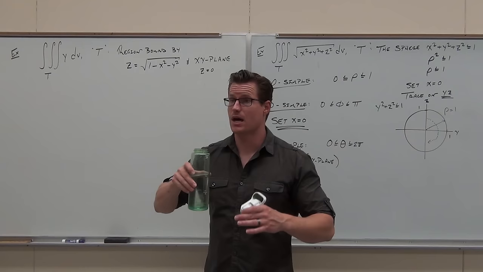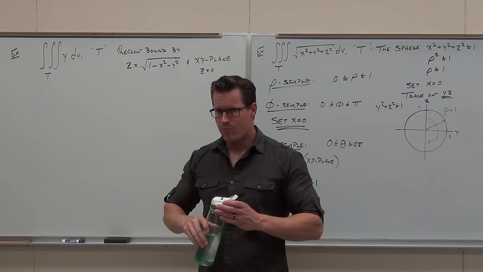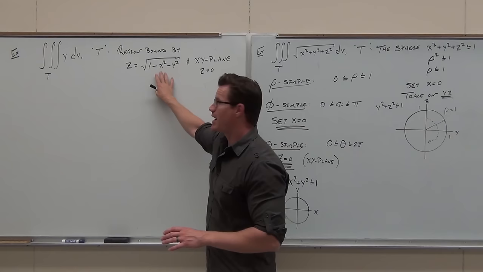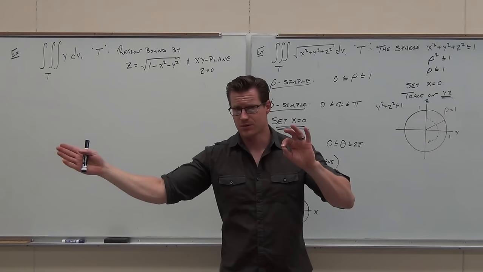What if you didn't see it? That's right. So, okay, let's walk through the whole thing. Let's pretend that you didn't see it. This is an upper half sphere. The radius is 1, so we're going from rho 0 to 1. Are you guys clear on that one? That's what's going to happen.